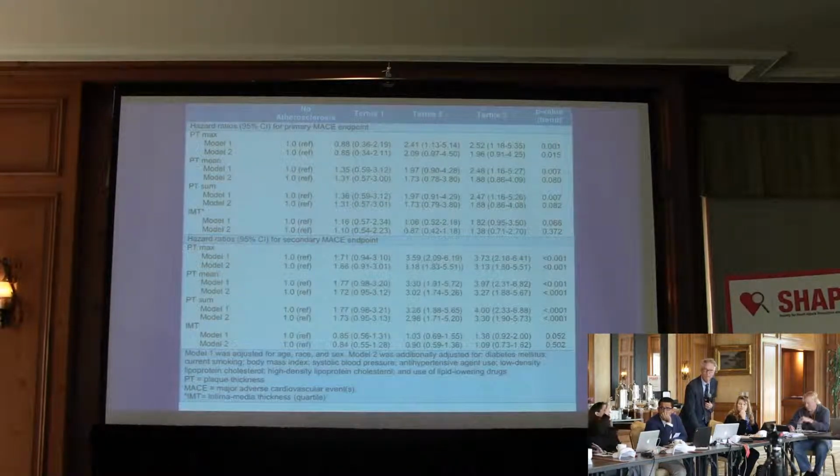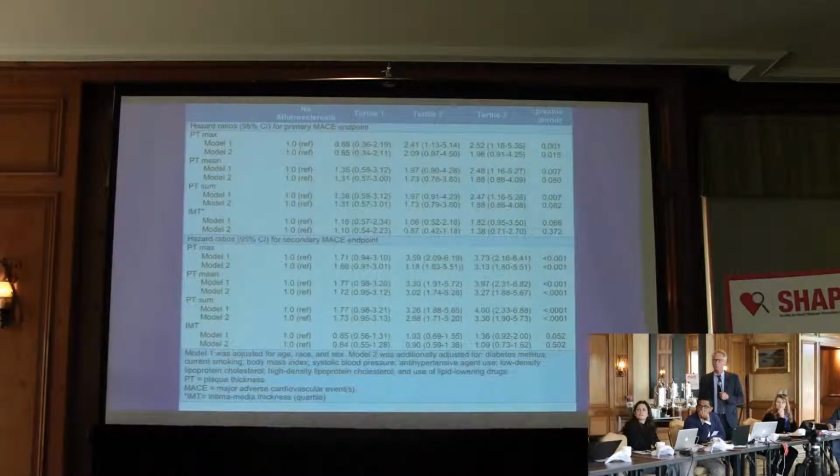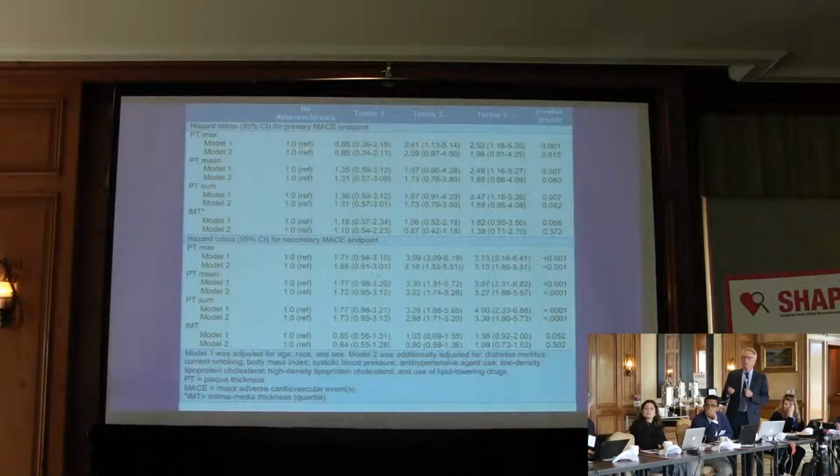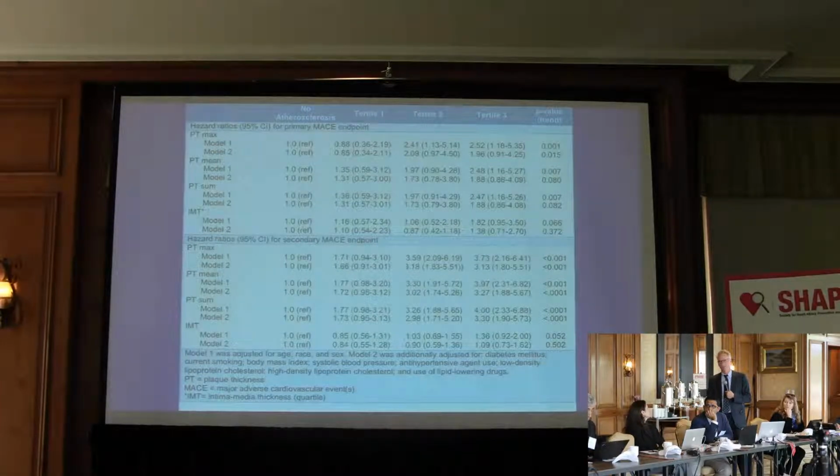Can you comment on maybe just tertile 1 for IMT and the PT max, there's actually a reduction? Is that so, their hazard ratio is 0.8588? Is that just a statistical fluke, or do you think it's a biologic reality? No, it's not a biological reality. No, that's a statistical condition. But it just shows that compared to plaque thickness, IMT is really weak.